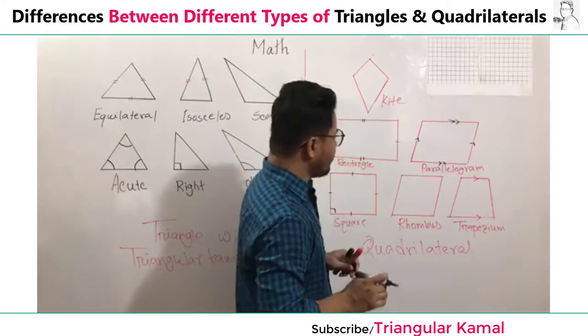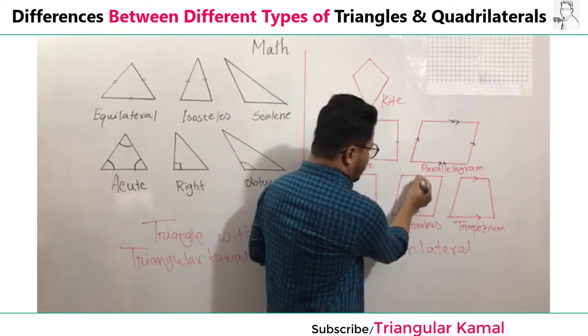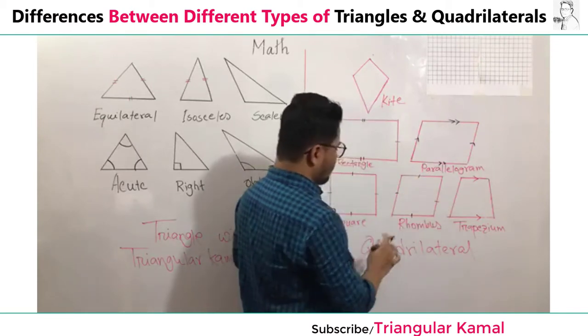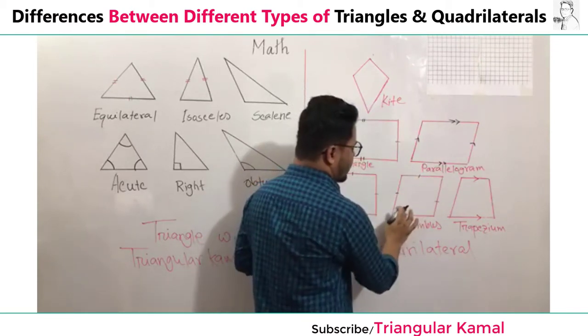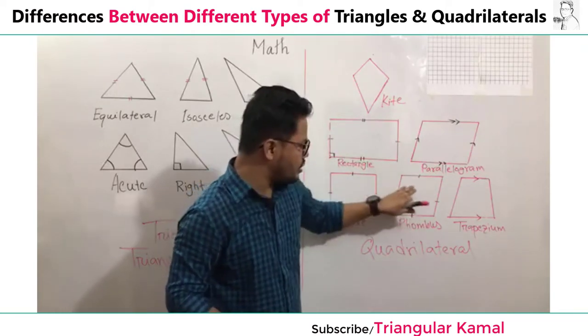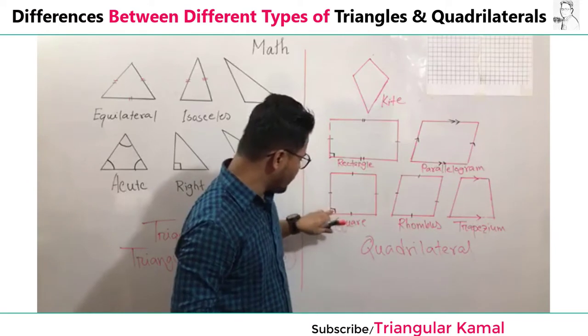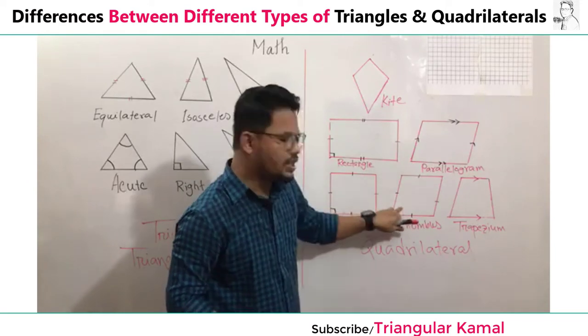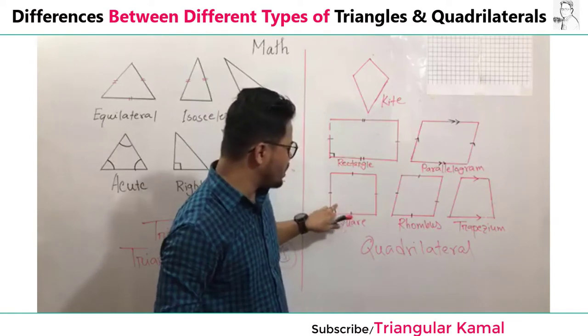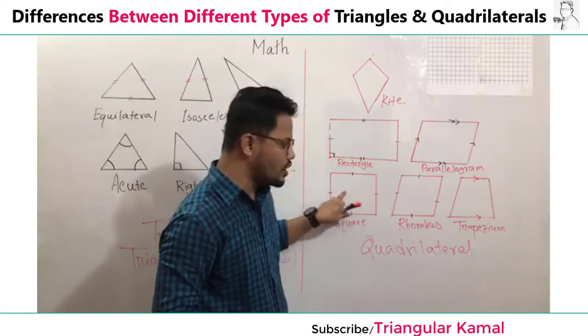But in the rhombus, we see here the four sides are equal, but the angles are not right angles. There are no right angles. The dissimilarity is only this: in a square the angle will be 90 degrees, in a rhombus the angle will not be 90 degrees. And when the angle becomes 90 degrees, the rhombus converts into a square.